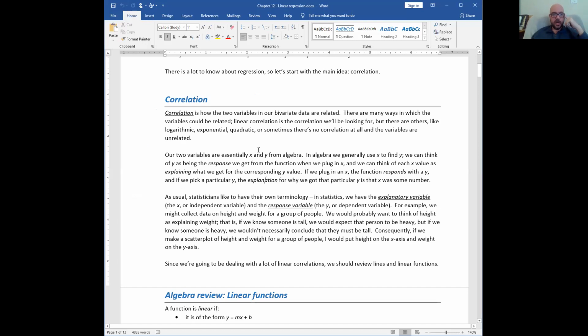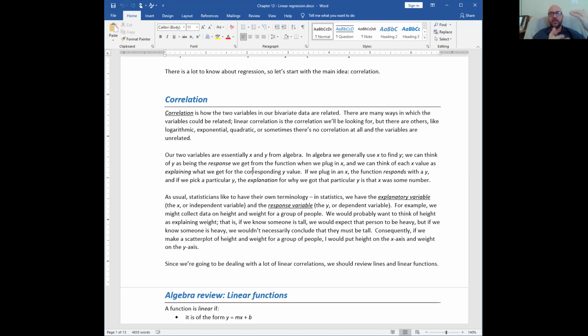So just a little bit of terminology here. In algebra, we would call these X and Y, of course. In statistics, we typically call them the explanatory variable, that's X, and the response variable, which is Y. And I kind of like these descriptive names, to be honest. The reason we call them that is we're usually thinking of trying to predict Y with X.